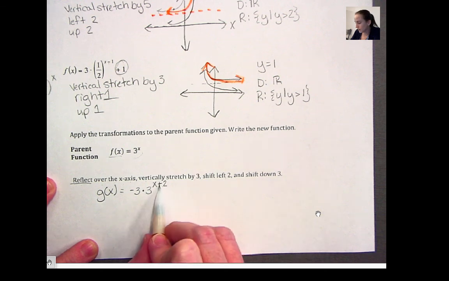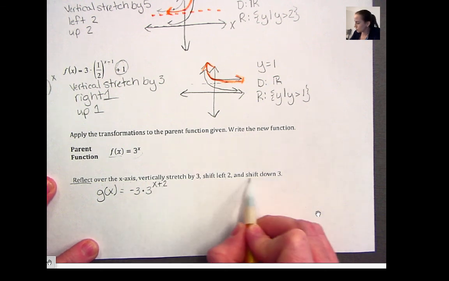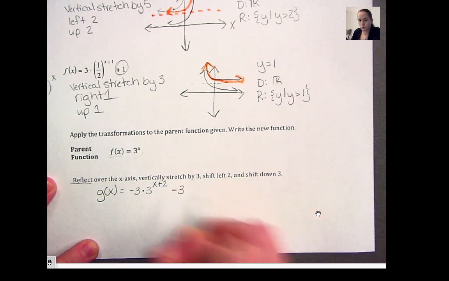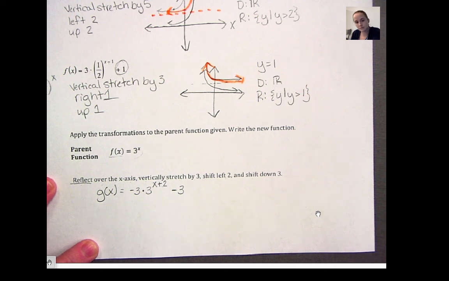So when I look at this now, I'm going to say, oh, that moved left 2, okay? And then shift down 3. So on the outside, minus 3. And there you have it. That is your new transformed function.